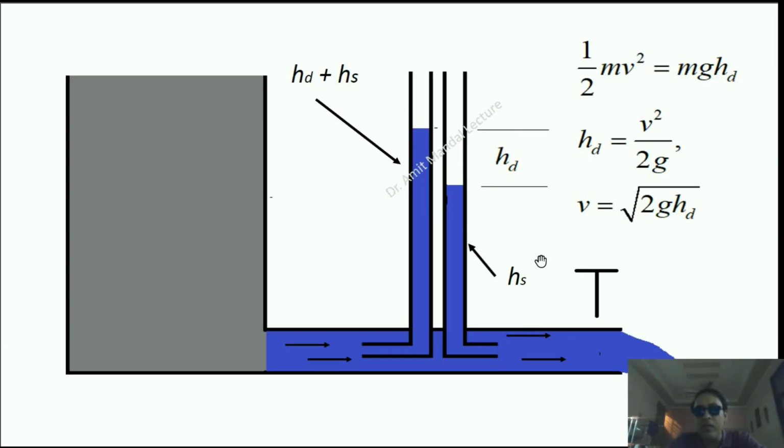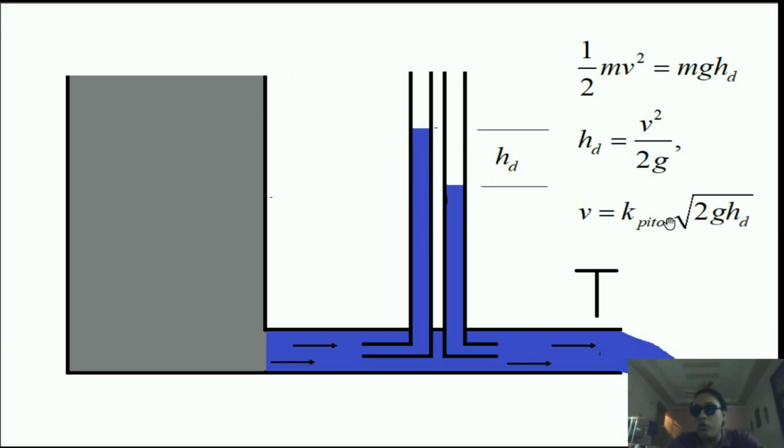Now one more thing: sometimes a constant is multiplied with this equation. Reason being, we are assuming that the entire kinetic energy is converting into potential energy. That is an ideal case. It may be possible that some loss is there, so the entire kinetic energy is not converting into potential energy. So this K_pitot is called the Pitot tube constant, which is to be multiplied with this. Normally, the value of K_pitot is between 0.95 and 0.99. It can even be very close to 1.